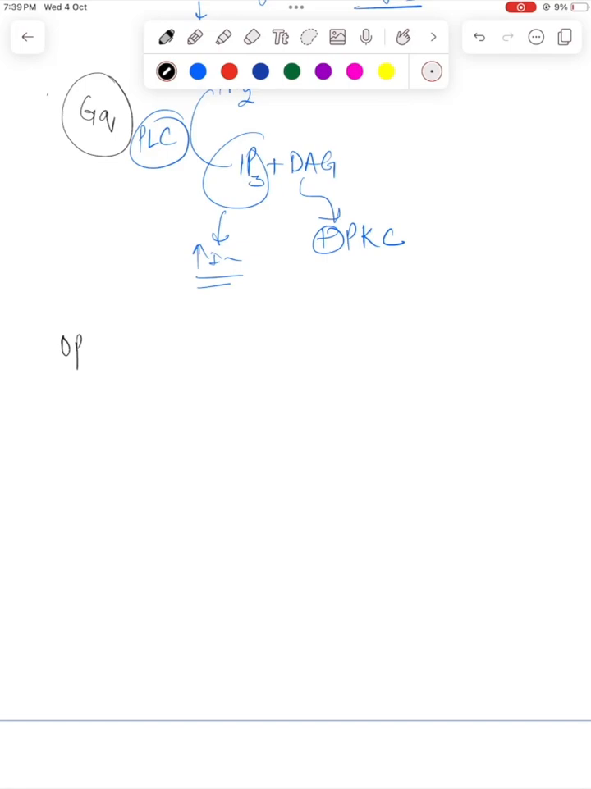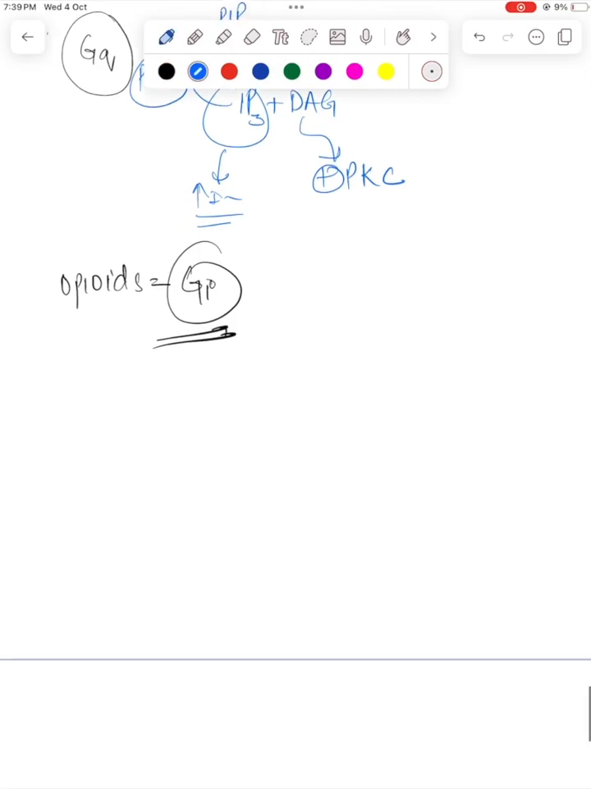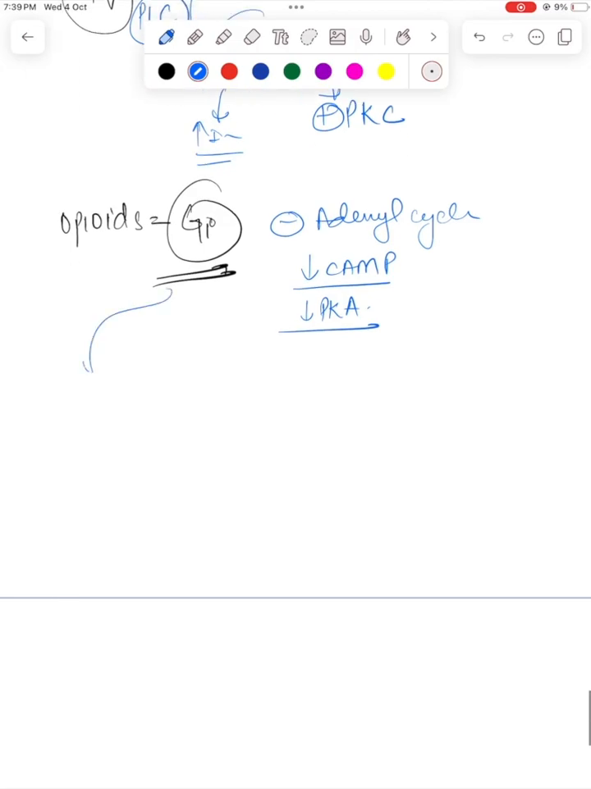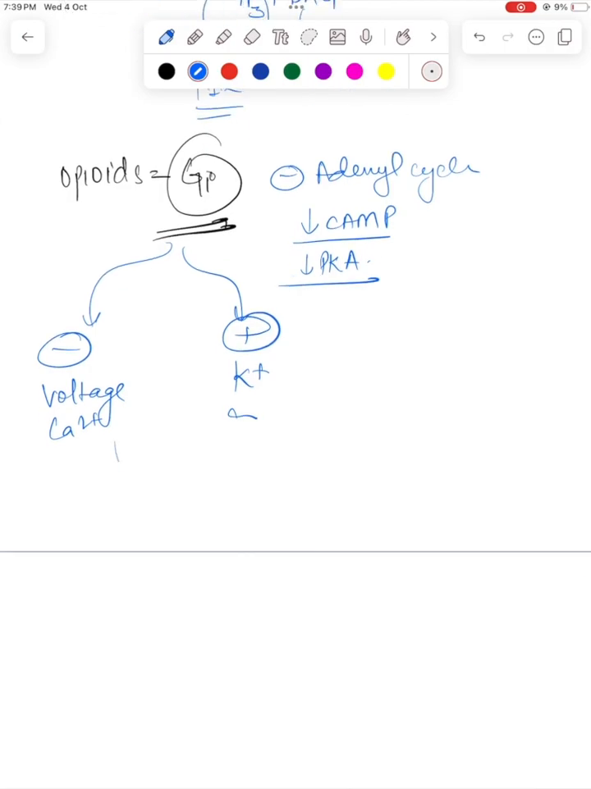Now, opioid receptors belong to the GI class of G protein coupled receptors. Therefore, they inhibit the adenylyl cyclase enzyme. They cause reduction in cyclic AMP. They cause decrease in the activity of protein kinase A, and they also inhibit the voltage gated calcium channels, and they stimulate the inwardly rectifying potassium channels. All of these things are going to result in decrease in the excitability of the neuron.